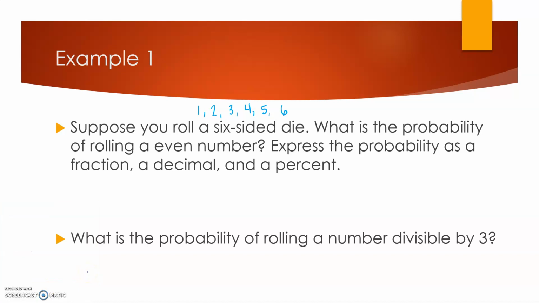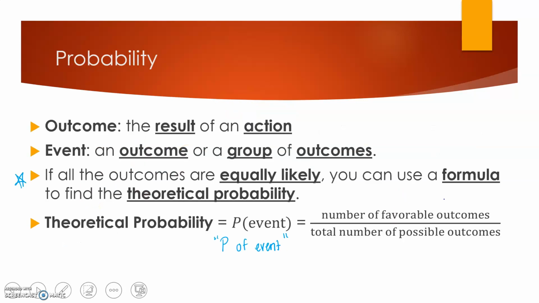So they want to know what's the probability of rolling an even number. My even numbers here are 2, 4, and 6. So my favorable outcomes are 2, 4, and 6. That would be what we would call the favorable outcomes because it satisfies what the question is asking, rolling an even number. And then we divide that by the total number of possible outcomes.